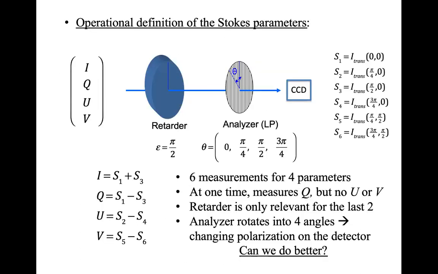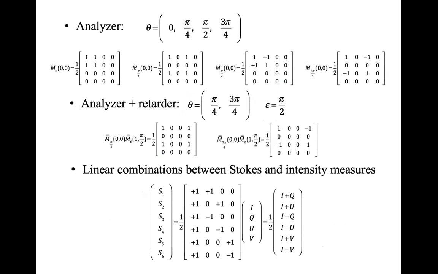I go here through demonstrating these equations with the Müller matrices that I derived in the first part of my presentation. So these are the Müller matrices of a linear polarizer at 0, 45 degrees, 90 degrees, and 140 degrees here. And these are for the retarder. And then what I do is the following.